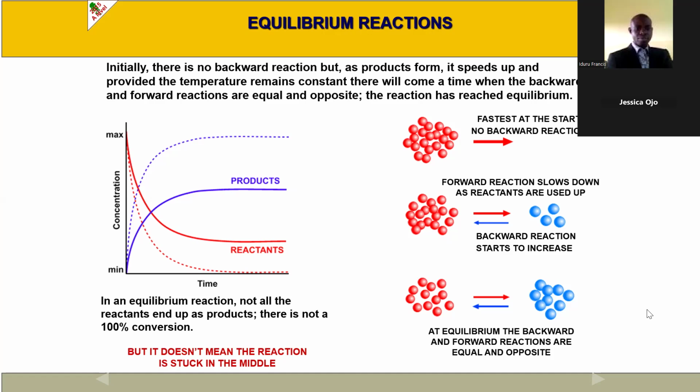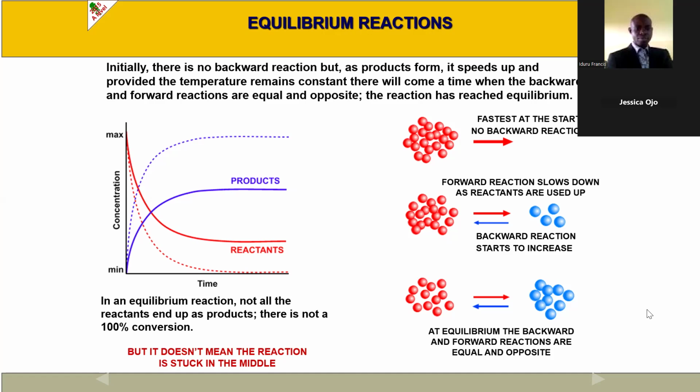Okay, so you can see there are several graphs, but there are two major graphs there. The one that talks about product and reactant. Then the other, the dotted line, is talking about a projection of the reaction itself, the normal forward reaction and the normal backward reaction.